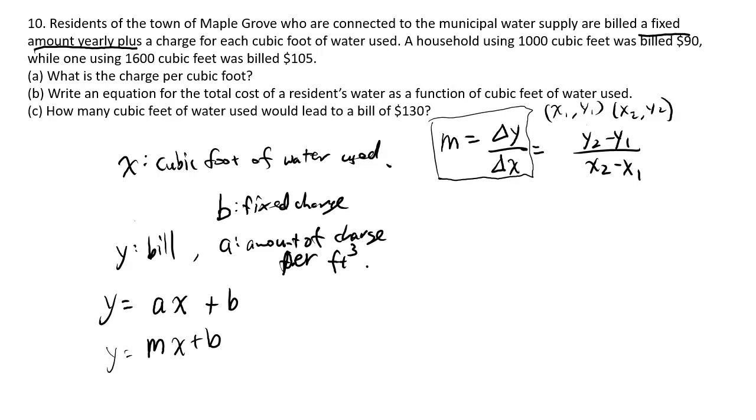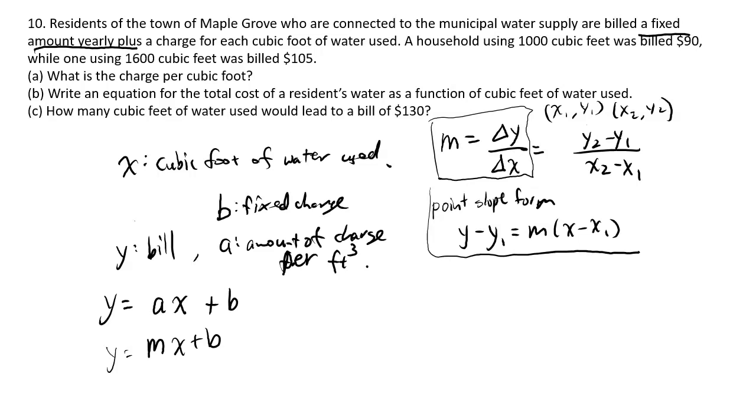And the second formula you should never forget is the point slope form. It's this form: y minus y1 equals m times x minus x1, where x1, y1 is some given point on the graph. Okay, using these, you can figure out what this function is, because a household using 1,000 cubic feet, so X is 1,000 here. X is the cubic foot of water used, right? And then the money charged, which is Y, is 90.